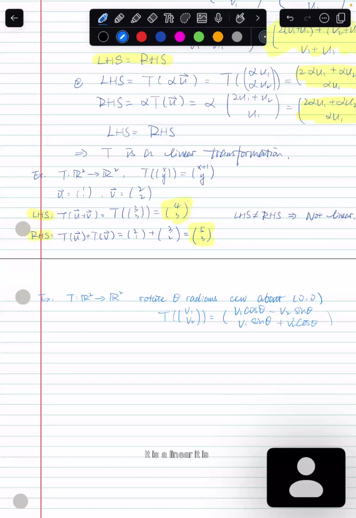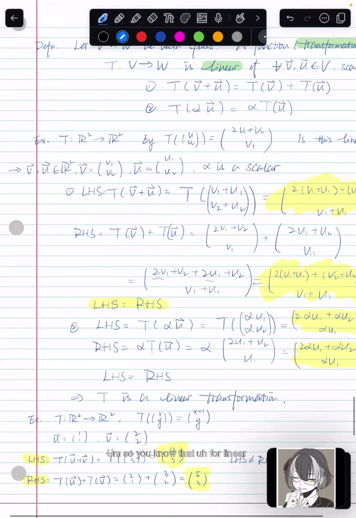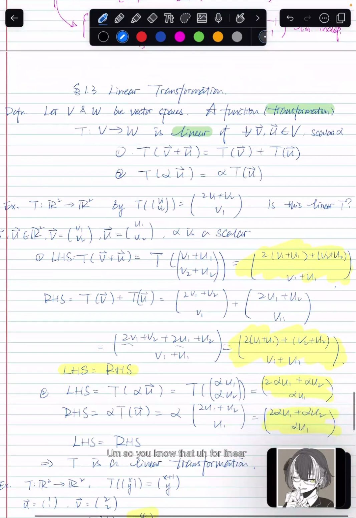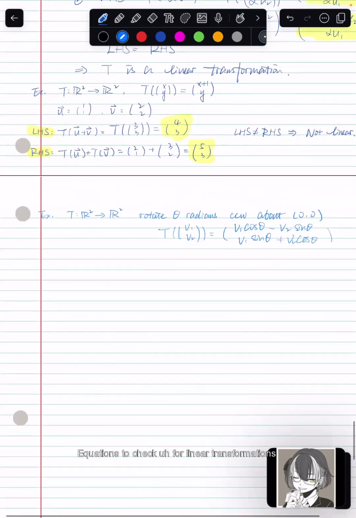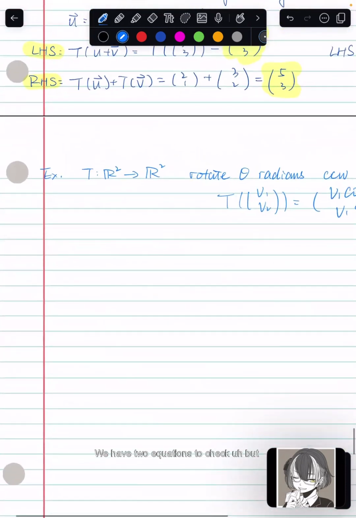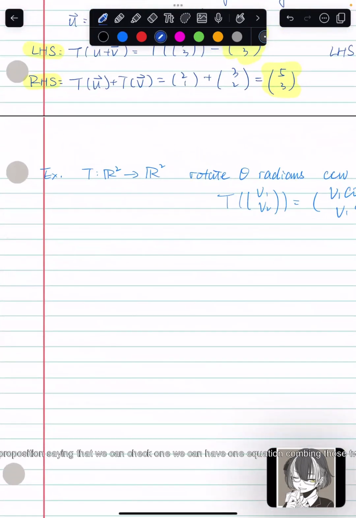It is a linear transformation. Perfect. Nice. Okay, so you know that for linear transformations we have two equations to check. But there is a proposition saying that we can check one. We can have one equation combining those two.